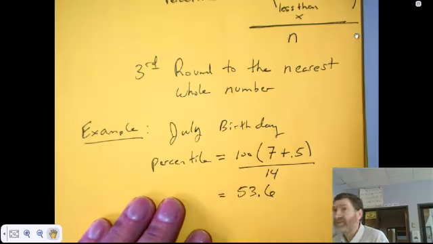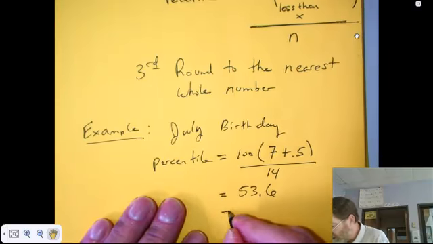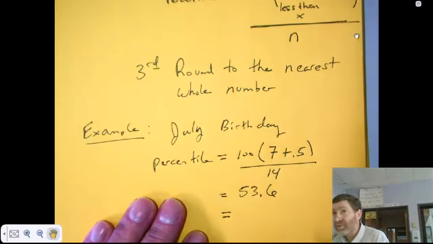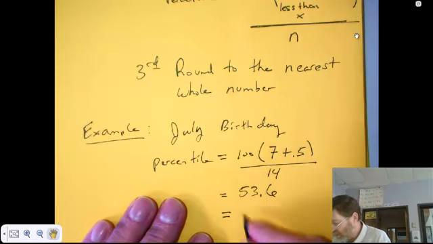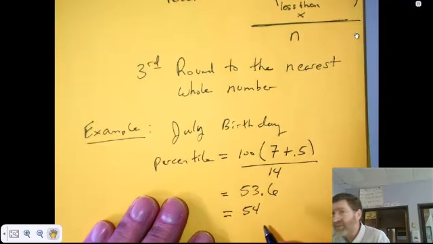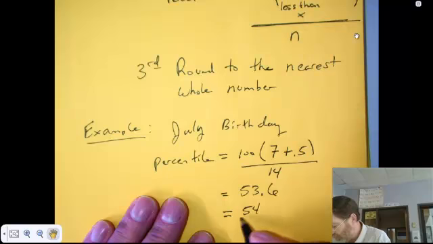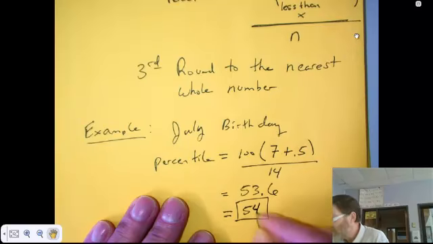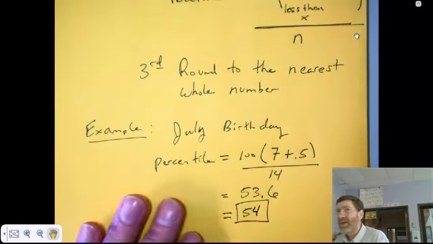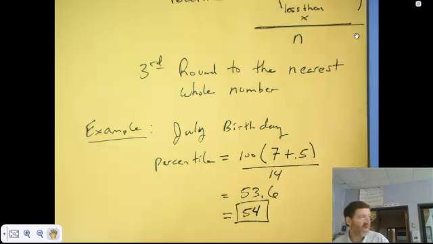So what do I do with that? Well, the rule says I round to the nearest whole number, which would be 54. So Sydney falls in the 54th percentile of the class with her birthday in July. That kind of makes sense, because July is somewhere in the middle of the year. We'd expect it to be somewhat there.